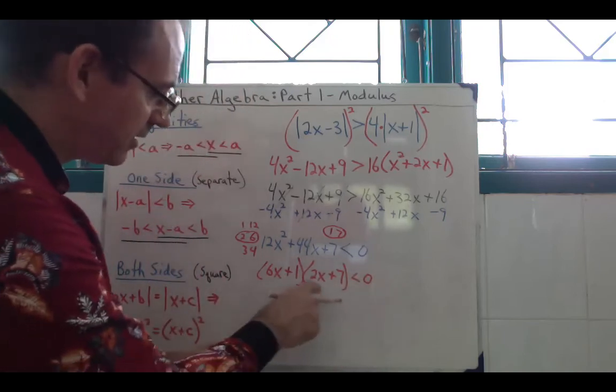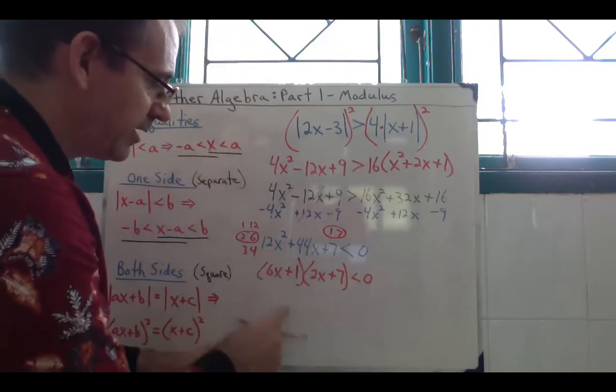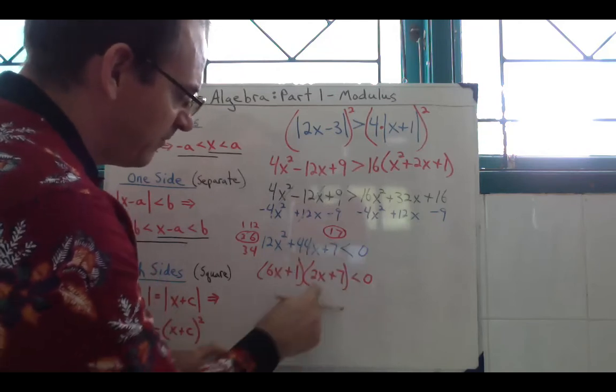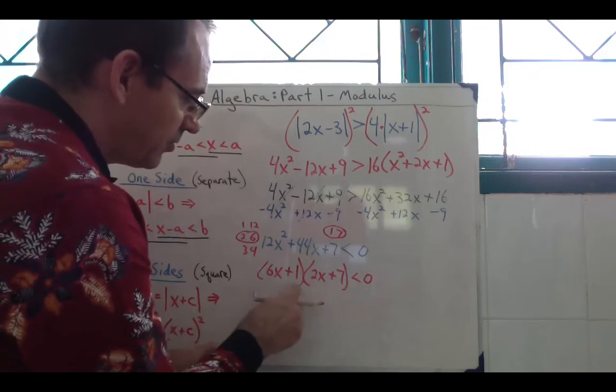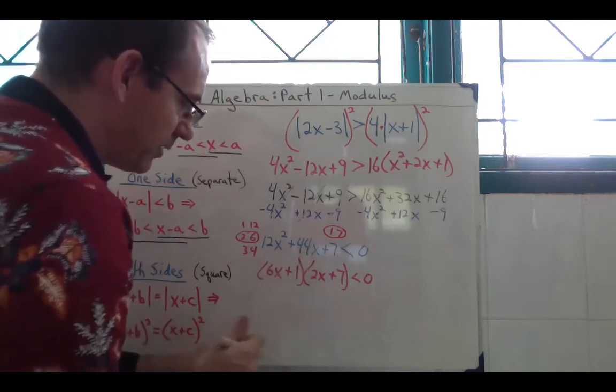So let's just double check. 2x times 6x is 12x squared. 1 times 7 is 7. Here's a 2x and here's a 42x. 42 and 2 adds up to 44.